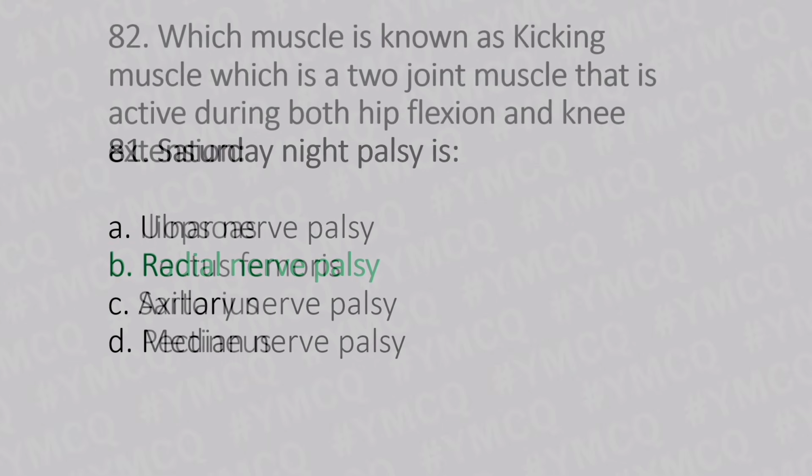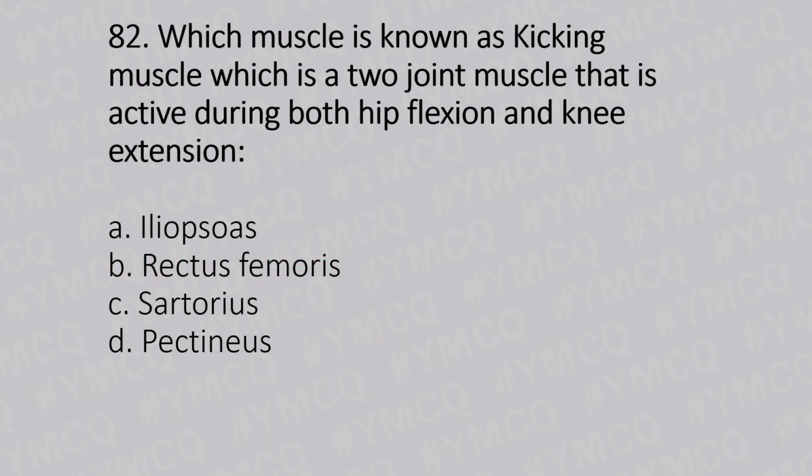Moving to our 82nd question. Which muscle is known as the kicking muscle, which is a two-joint muscle that is active during both hip flexion and knee extension? Option A, iliopsoas. Option B, rectus femoris. Option C, sartorius. Option D, pectineus. And the answer is option B, rectus femoris.